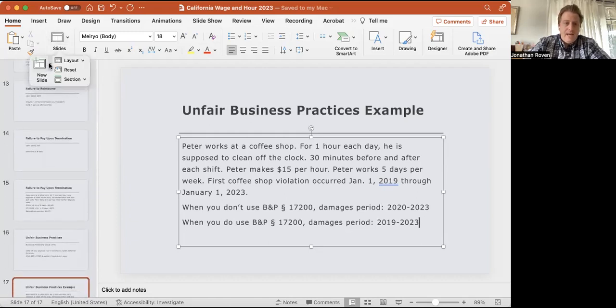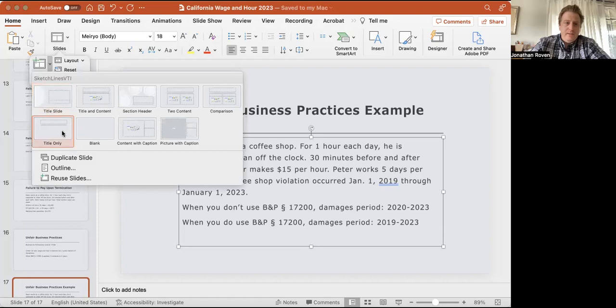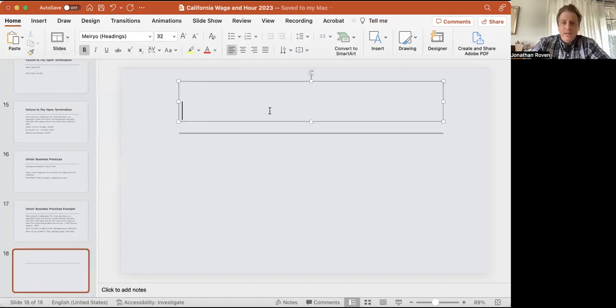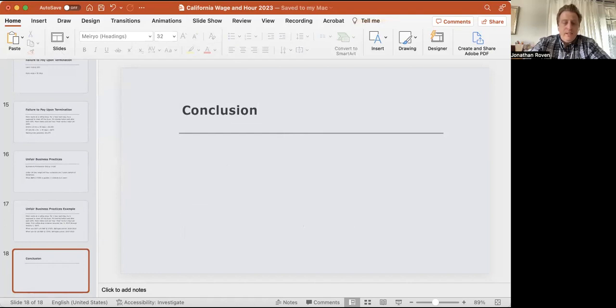And that is pretty much it. I hope you guys enjoyed it. I hope that this was helpful. So in conclusion, these are just the basics of California's wage and hour laws.